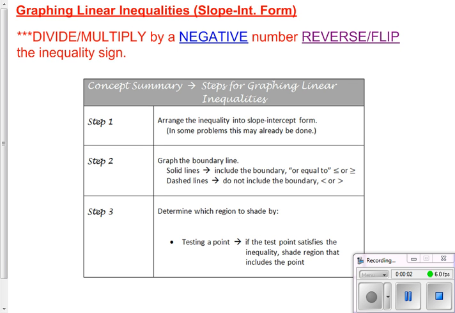Lesson 2, graphing linear inequalities. Again, the only curve they're going to throw at you today is that these equations are not going to be in slope-intercept form. So you'll have to convert them to slope-intercept form. So this step will apply today.